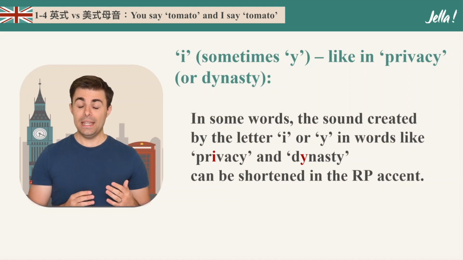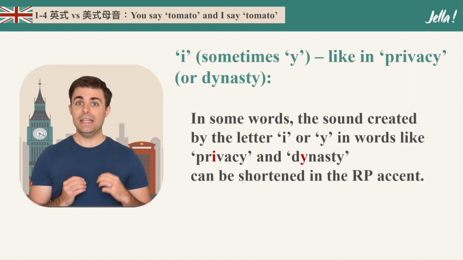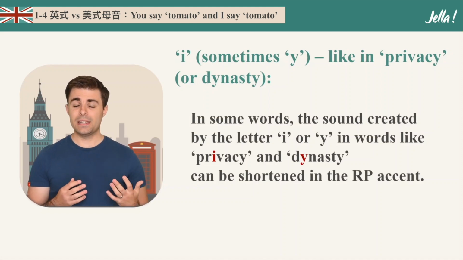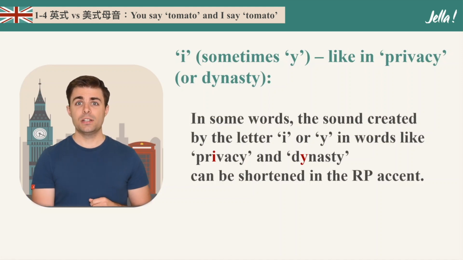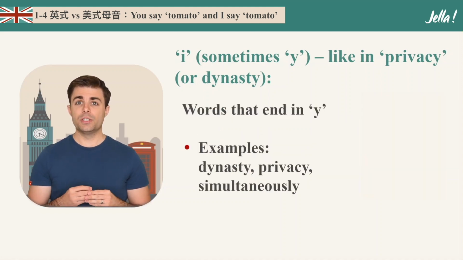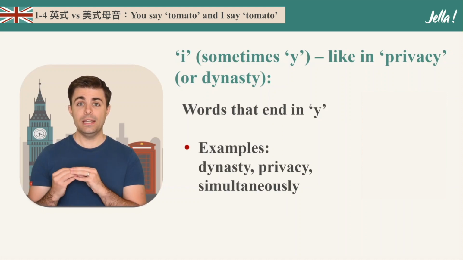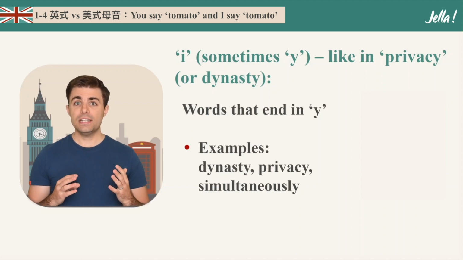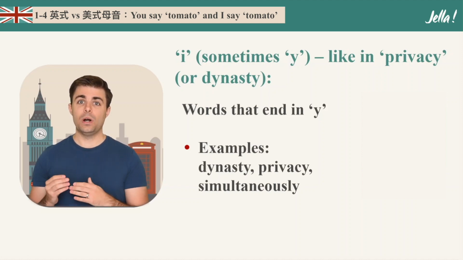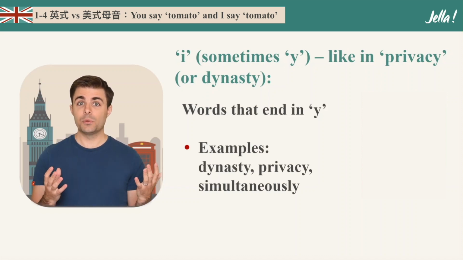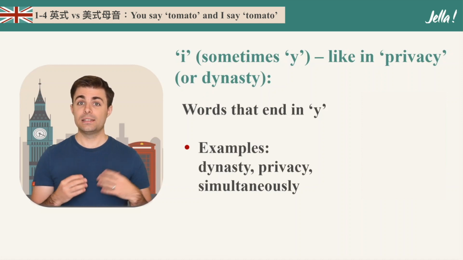Now, in RP English, sometimes that long I sound that you hear in American English can become a short I sound. So it would become privacy or dynasty. So how are you supposed to know when to make this change between American and British English? Well, there's 2 rules that you can follow to know when to use that short I sound instead of the long I sound you hear in American English. The first is when a word ends in the letter Y and has the I sound in the first syllable, like in the example we were looking at, privacy and dynasty.